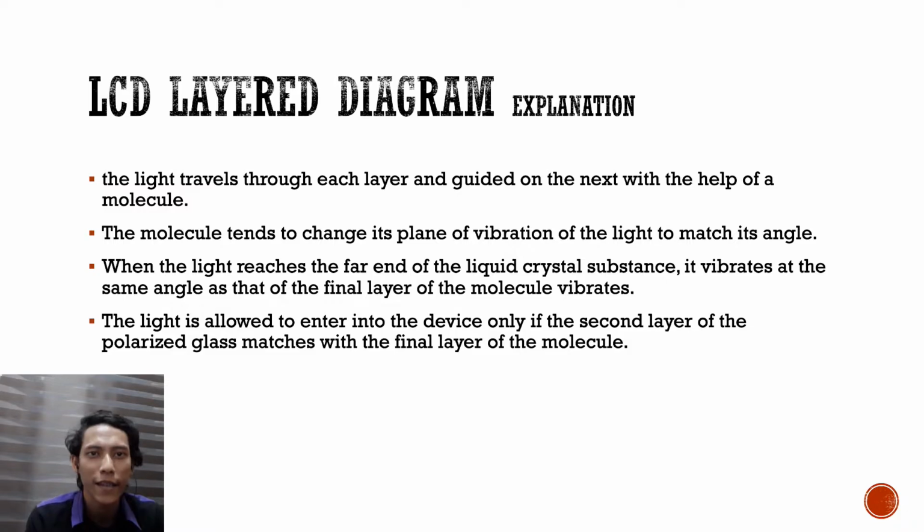Continuing the LCD layer diagram. The light travels through each layer and is guided to the next with the help of a molecule, and the molecule tends to change the plane of vibration of the light to match its angle. When the light reaches the far end of the liquid crystal substance, it vibrates at the same angle as that of the final layer of the molecule, and the light is allowed to enter the device only if the second layer of the polarized glass matches the final layer of the molecule.